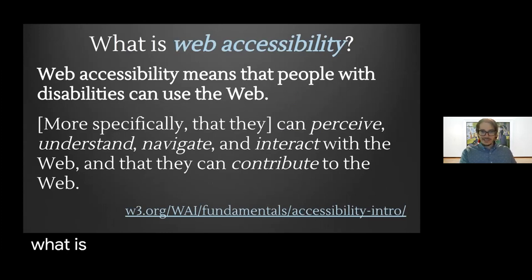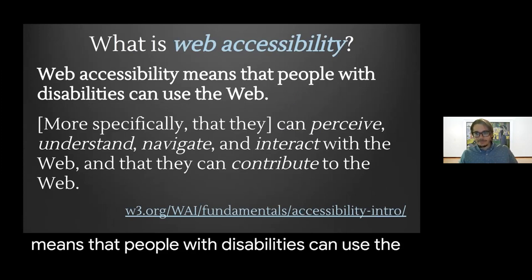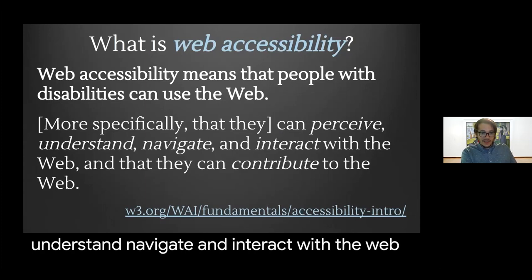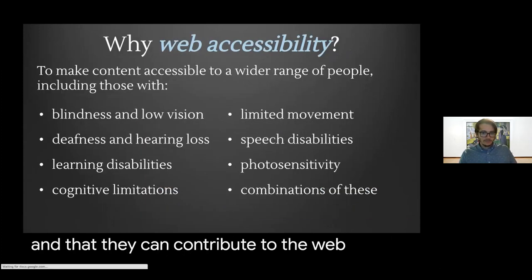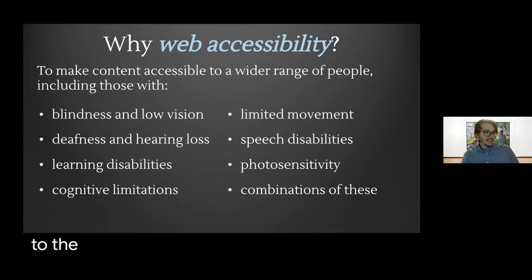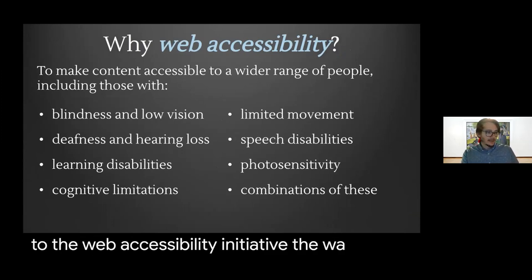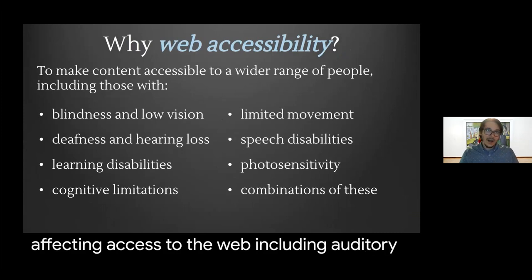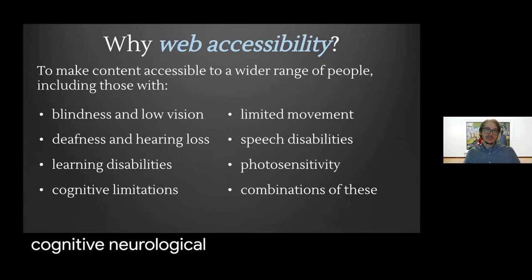What is web accessibility? Web accessibility means that people with disabilities can use the web. More specifically, that they can perceive, understand, navigate, and interact with the web, and that they can contribute to the web. According to the Web Accessibility Initiative, the WAI, accessibility encompasses all disabilities affecting access to the web, including auditory, cognitive, neurological, physical, speech, and visual disabilities.